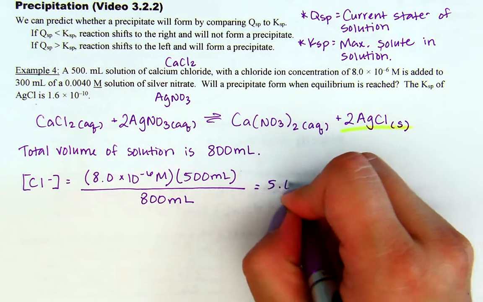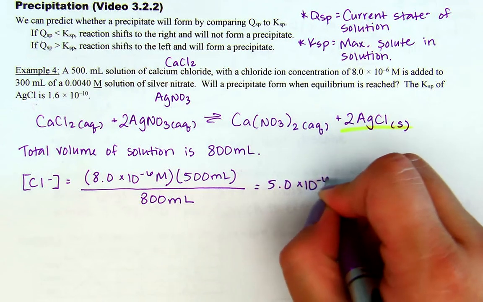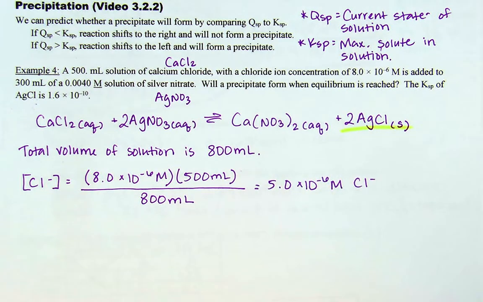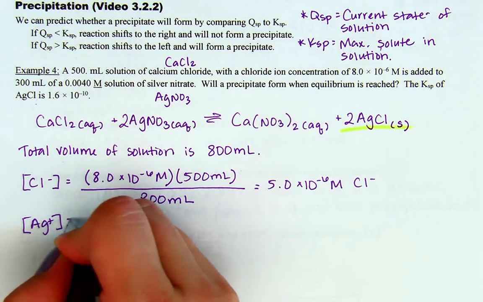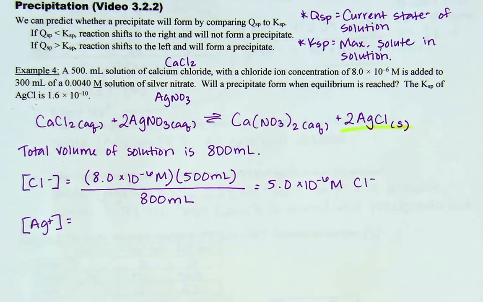So plugging that in, you get 5.0 times 10 to the negative 6 molar of chloride. Now looking at silver, you guys go ahead and pause the video and figure out the molarity of silver in the overall solution.